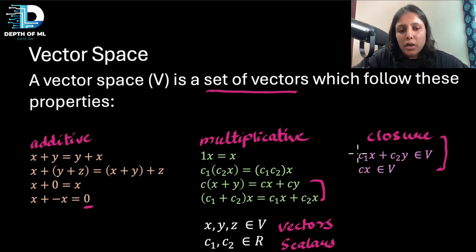So if I have x and y which belong to V, then any linear combination of these two vectors should also be in the vector space. Fine. And if I have a vector x in my vector space, then any multiple of that particular vector should be in the vector space itself. Okay, so this is a very important set of properties, and usually it will help you in determining whether a subspace is a valid subspace or not. Fine. So this is what I wanted to talk about the vector space.